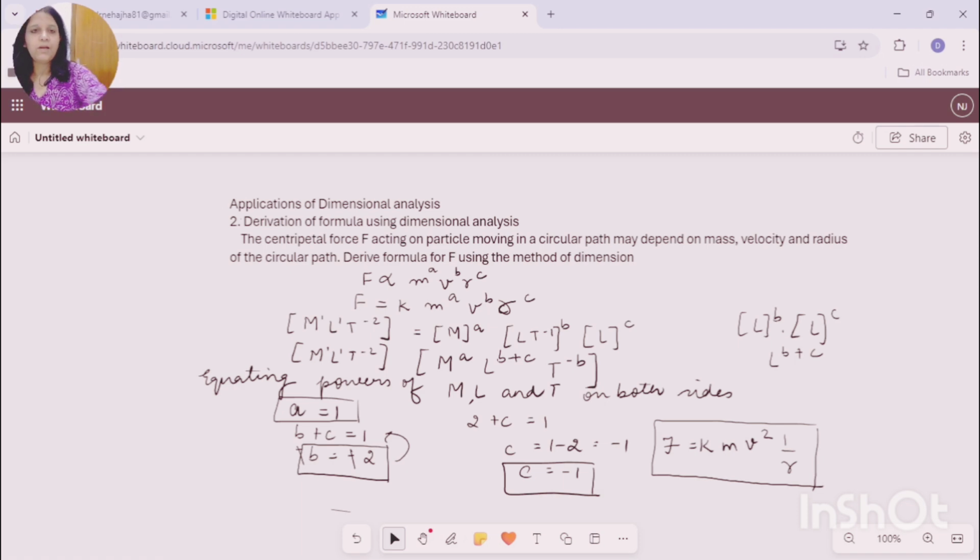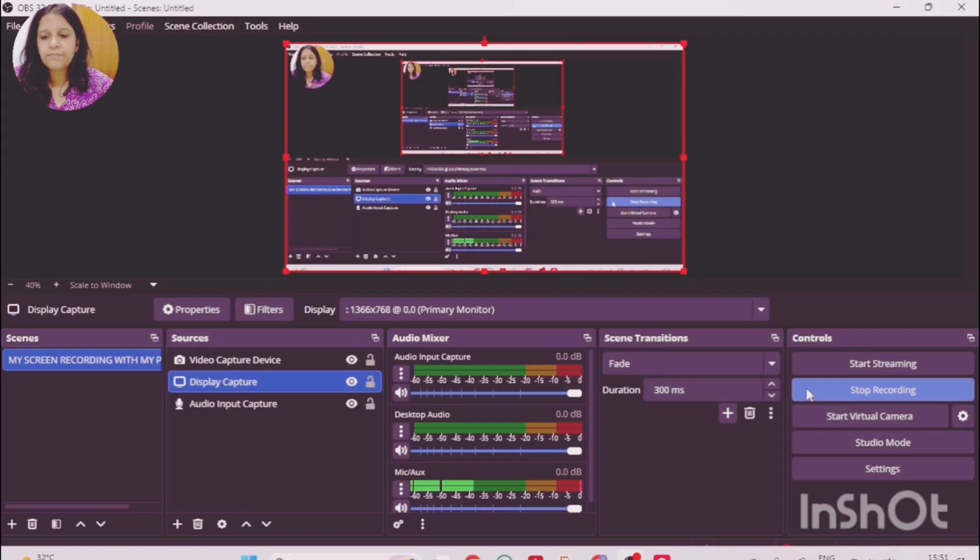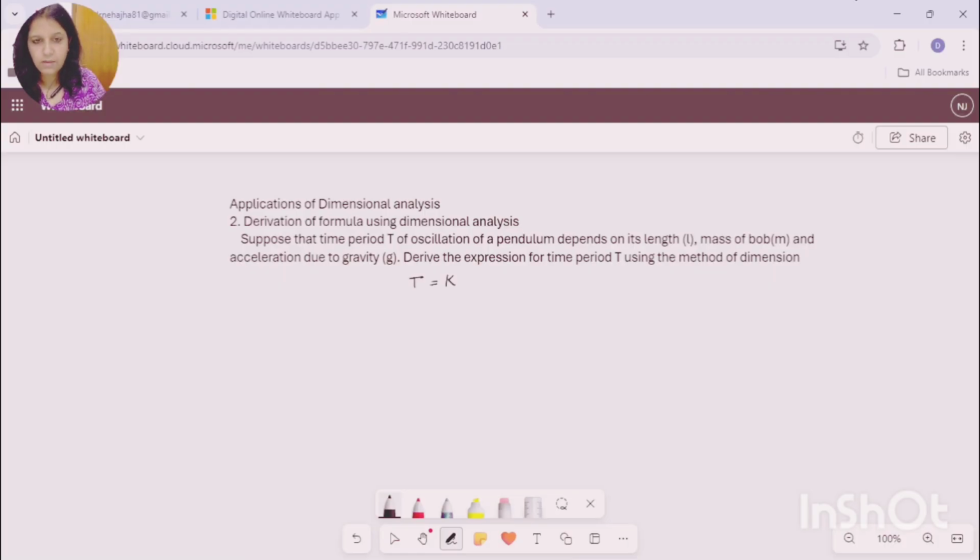Let's take one more example. एक और एग्जांपल करते हैं इसका. T is equal to K M^a L^b G^c, where a, b, and c are dimensions and K is dimensionless.